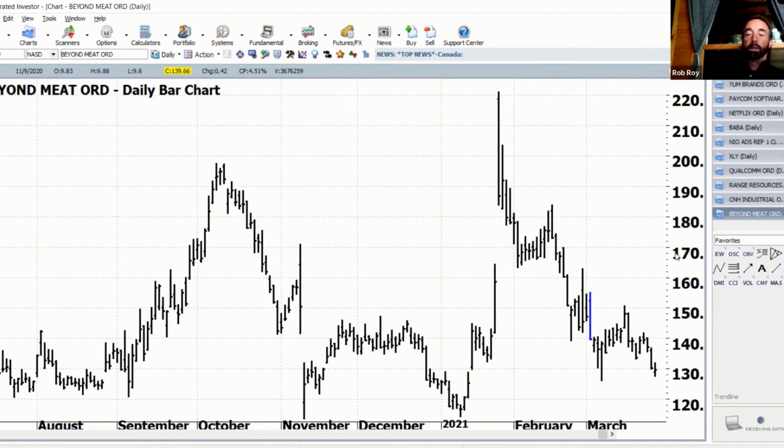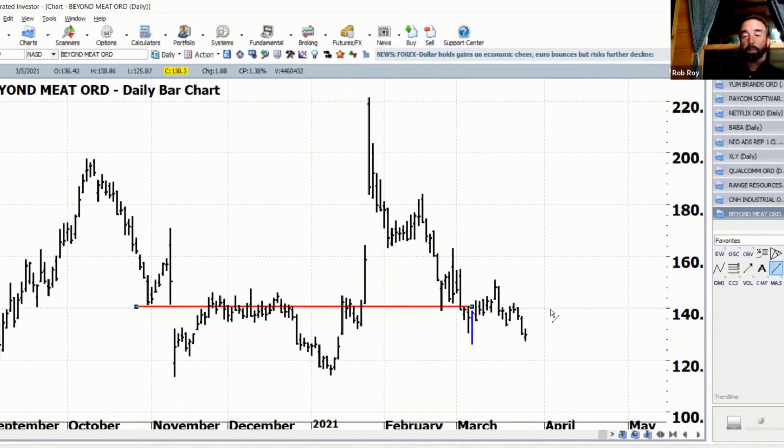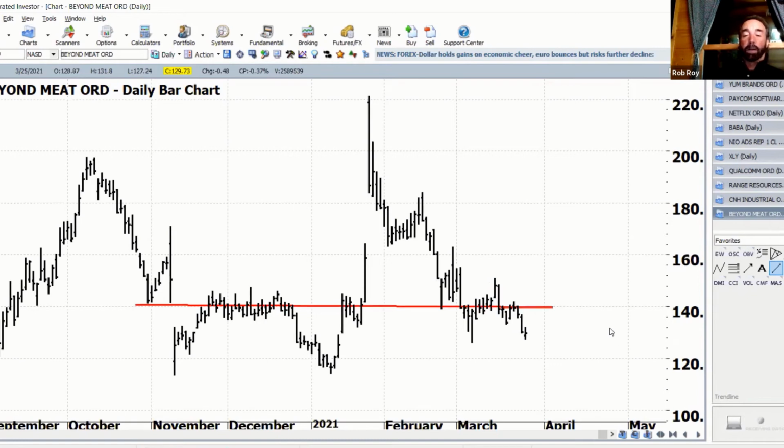Here we are. Looked like we were going to hold 140 here. This is another one where the question could be asked about the adjustment. Looked like 140 was going to hold there in the middle of March. Looked like we were breaking back above it. And now we're back in this.